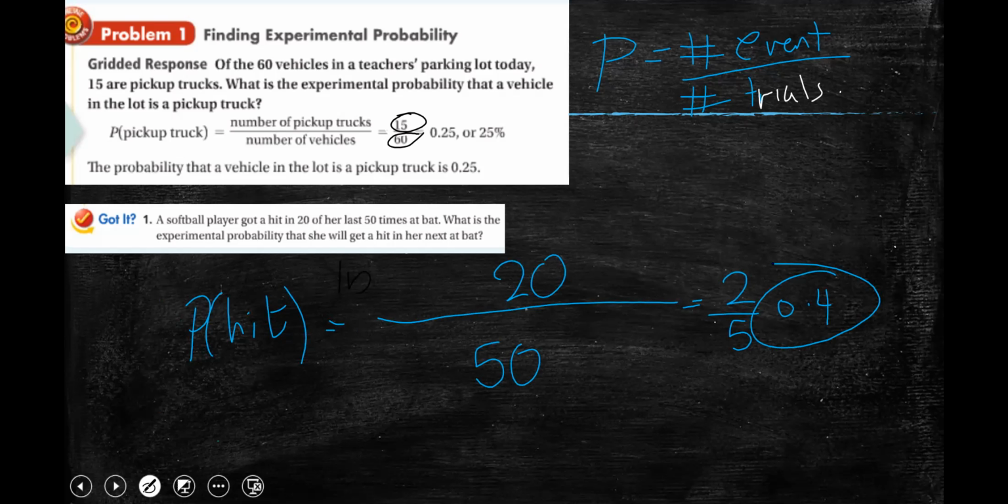This is how we find the probability. I ask myself how many events, how many trials. I divide the number of events over the number of trials.